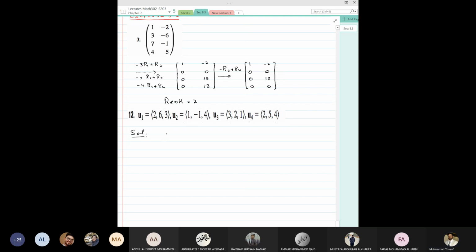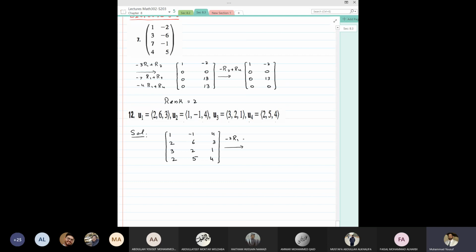What we will do, we will make a matrix of the coefficients. Let me put U2 first to save one step. 1, -1, and 4. 2, 6, and 3. Oh, there are 4 vectors, so I need to have 4 rows. And I put 1, -1, 4, 2, 6, 3, and then 3, 2, 1, 2, 5, and 4.